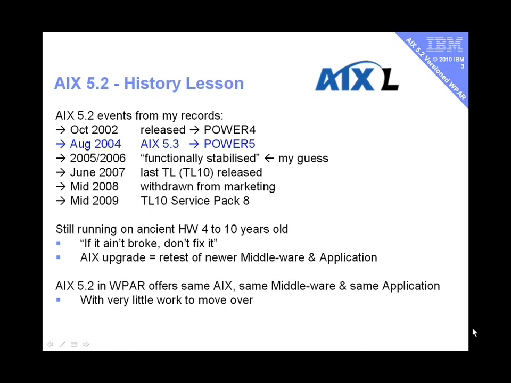That's an IBM term for we stopped doing prime new function improvements to an operating system. It goes into bug fixes and security fixes being installed, and at that point, AIX 5.3 was where the major new functions were added. The last technology level, TL10, came out in June 2007, and then quite a long time after that, in mid-2008, it was withdrawn from marketing. At that point, you can't actually buy a copy of 5.2.